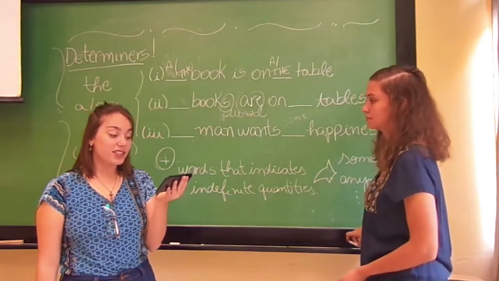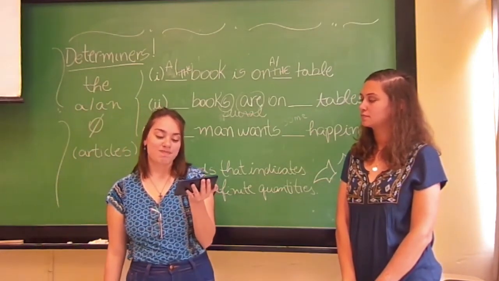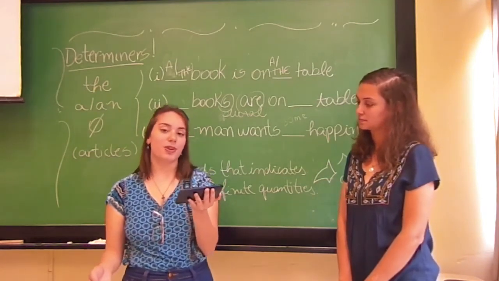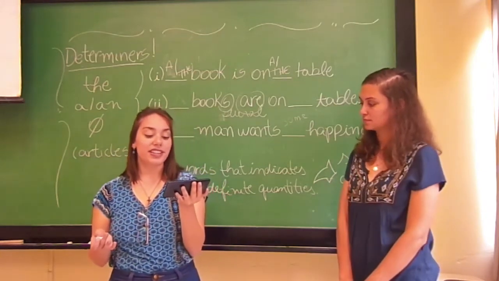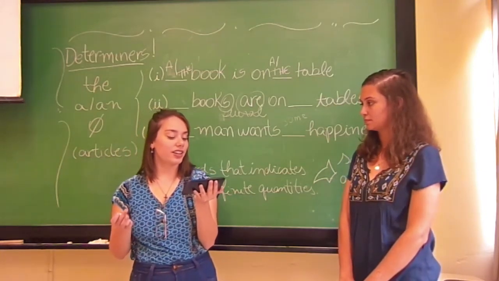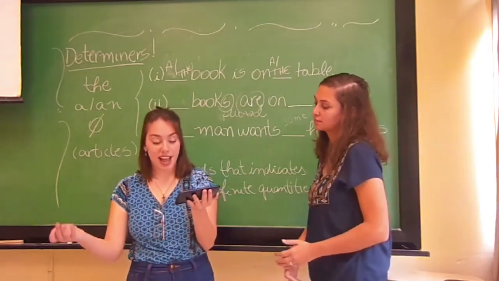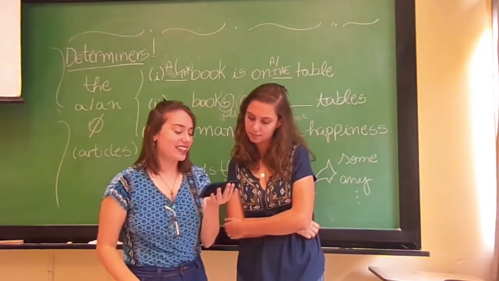When facing uncountable nouns, most of the time, we cannot use articles, be they definite or indefinite. In most situations, we either use no article or use a word that indicates indefinite quantities. The man wants happiness, or the man wants some happiness.